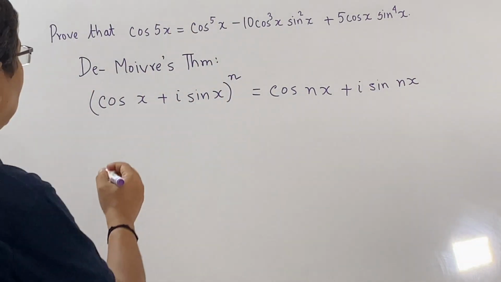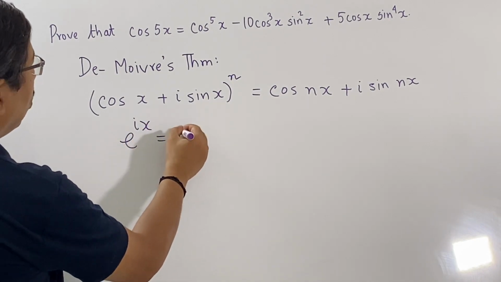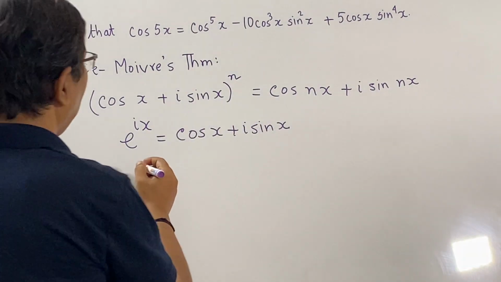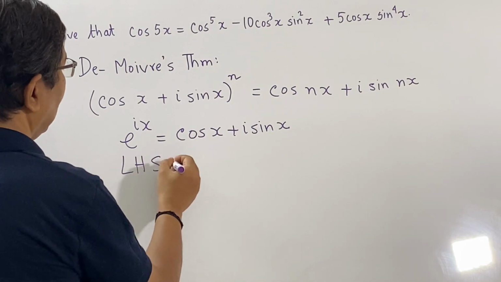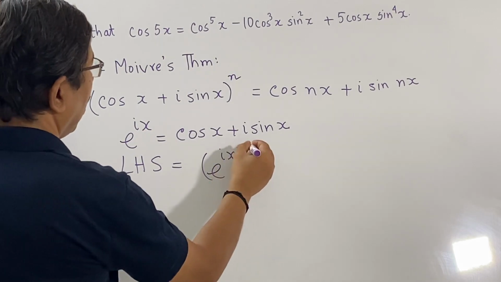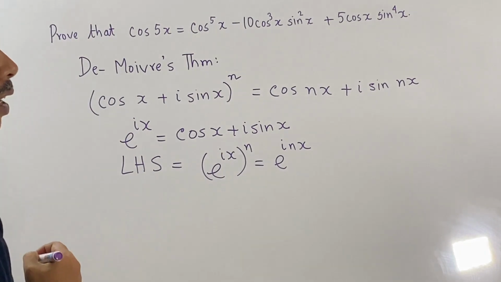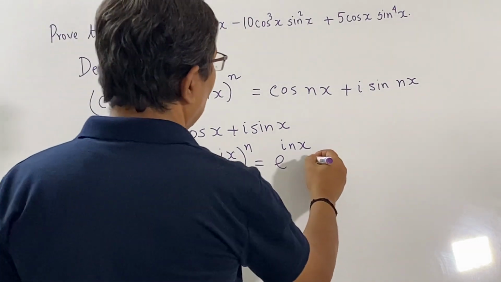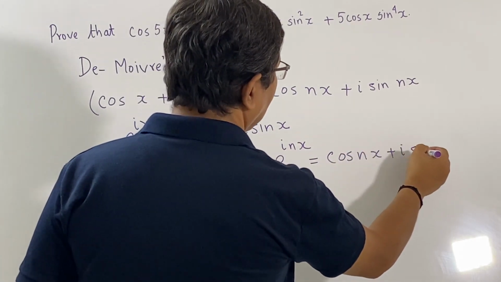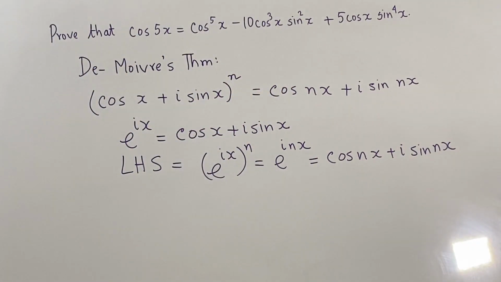Now, from Euler's identity, we know that e to the power ix is equal to cos x plus i sin x. Therefore, the left hand side is equal to (e to the power ix) whole to the power n, which is e to the power inx. And when we expand e to the power inx, we get cos nx plus i sin nx. So, using the Euler identity, the proof is very straightforward.